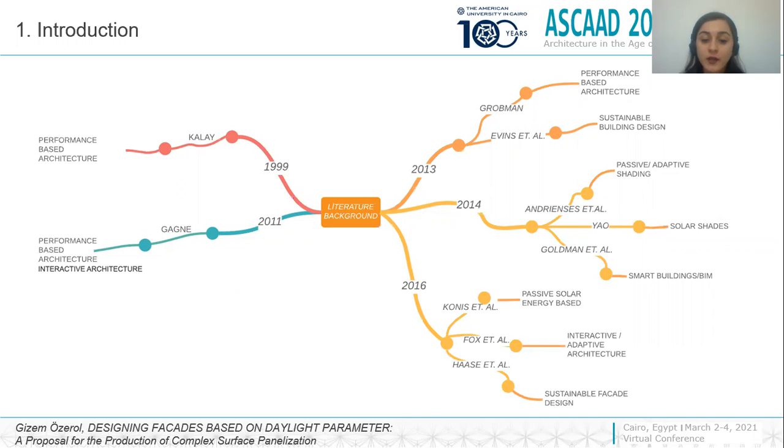Grobman stated the importance of computational design tools, which made possible the alteration of complex forms. Evans focused on designing the facade of building forms in order to get higher performance. Adriances and Yao focused mainly on movable and adaptable shading systems. According to Fox, interactive architecture requires not just pragmatic and performance-based understandings, but also relates to the global environment. Connie researched earlier design processes based on environmental data in order to get feedback.